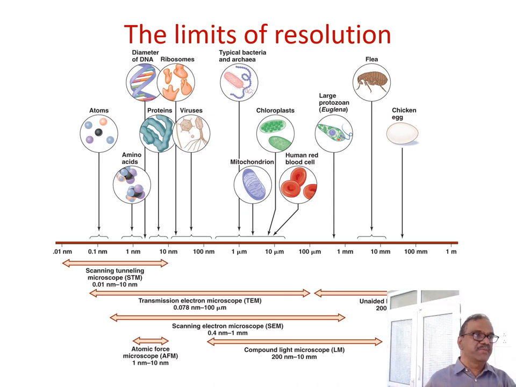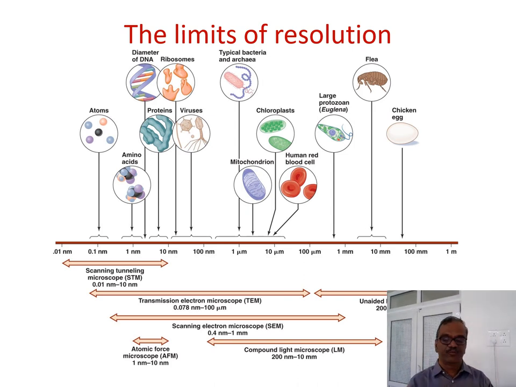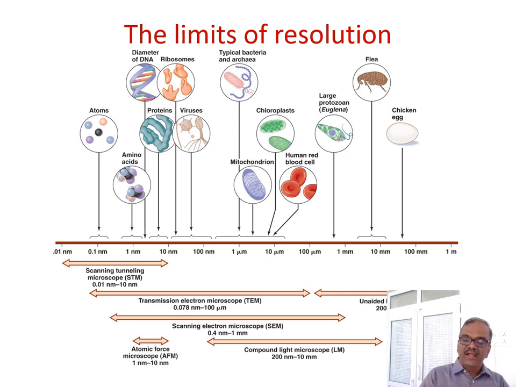Okay, so you start with 1 meter up to 0.01 nanometer. Different objects are shown here in this picture, and in that you can see that with the unaided eye, you can see even from 1 millimeter very clearly, and even less than 1 millimeter sometimes you can observe it. Then you can go for the compound light microscope, between 200 nanometer to 10 millimeter. Whereas the scanning electron microscope is 0.4 nanometer to 1 millimeter. Then TEM, transmission electron microscope, is 0.07 nanometer to 100 micron.